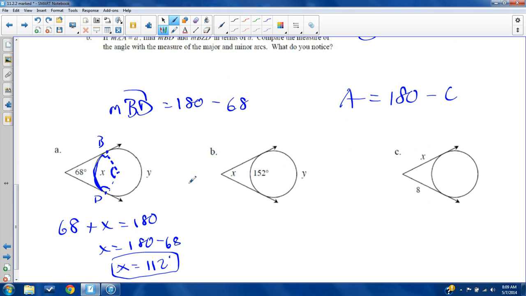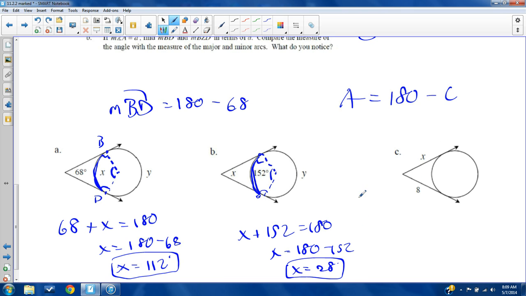Okay, let's do that one more time, only it's going to be the opposite way. Here's our arc. Here's our intercepted arc, which is 152. Remember, that's the same as the central angle. These are 90 degrees. This plus this is 180. This plus this is also 180. If this is 152, this is also 152. So x plus 152 equals 180. x equals 180 minus 152. So x equals 28 degrees.